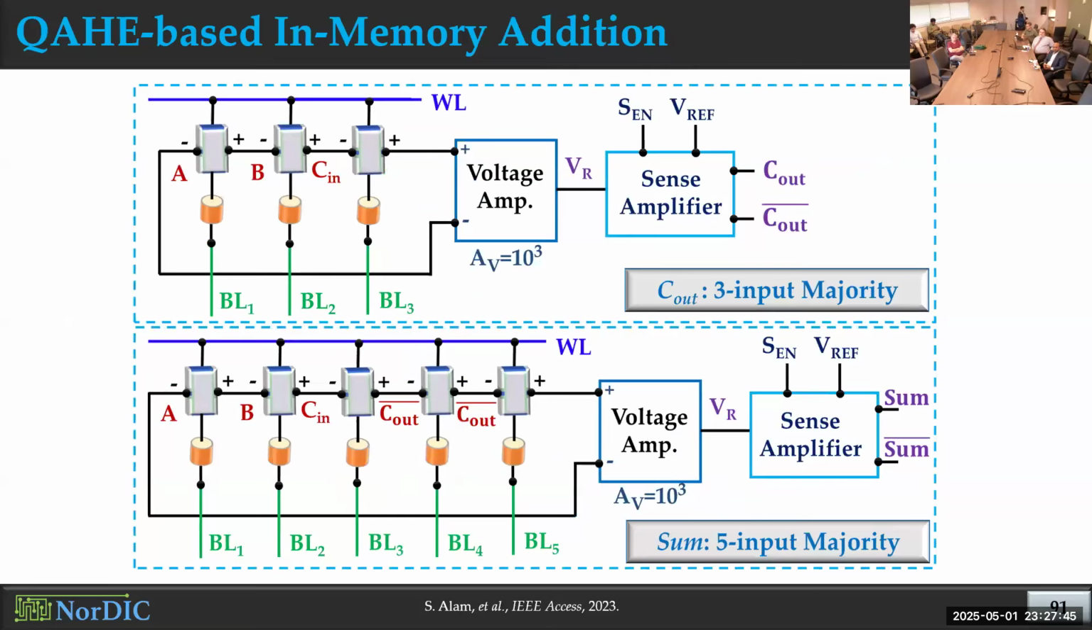And here is how we perform the addition operation using this memory system. We first need to activate the first three cells where we have A, B, and carry in stored. The three input majority will give us the carry out, and then we need to store the inverted version of the carry out in the next two cells in that same row. Then if we activate these five cells, that will give us the sum result through the five input majority. To do this, we will need a total of 4 cycles to perform this addition.